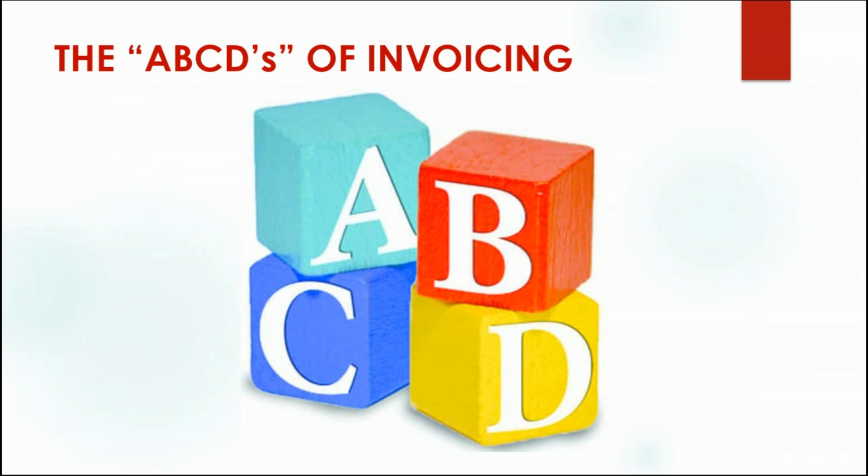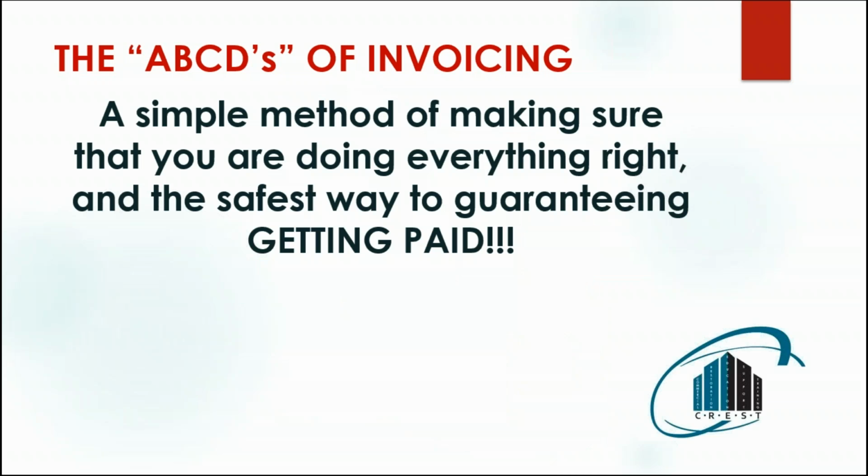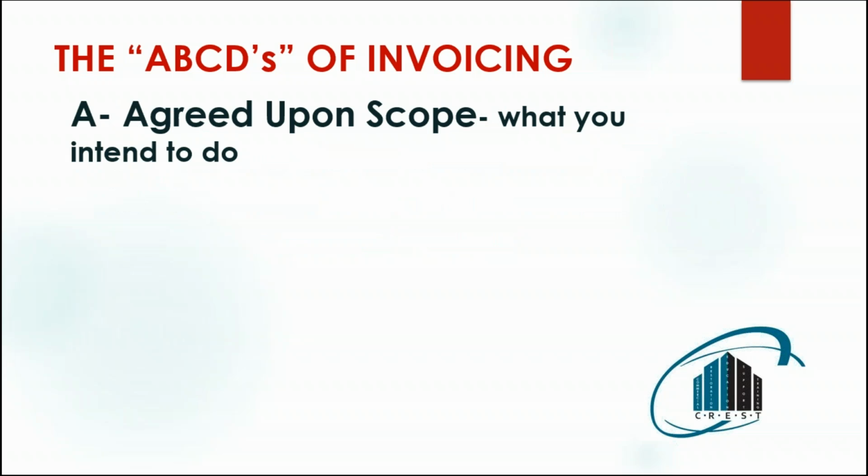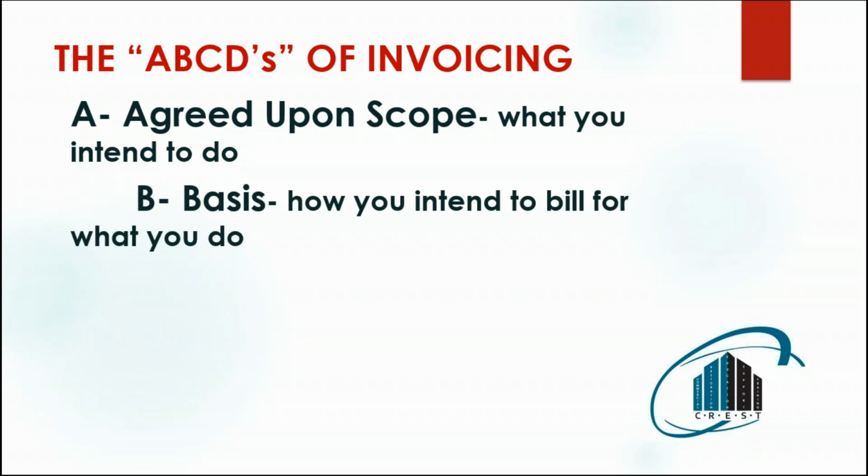So let's start talking about the ABCDs of invoicing. Instead of ABCs, I'm making it ABCDs, because we want to address each of those four categories, and I'm going to lay out exactly how we're going to address them. A, agreed upon scope, what you intend to do. Remember what A was before? The contractor did more than he was supposed to do. If we have agreed upon scope with all the parties, we're never going to do more than what we were supposed to do.